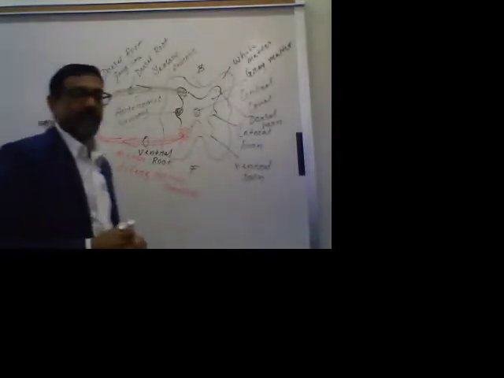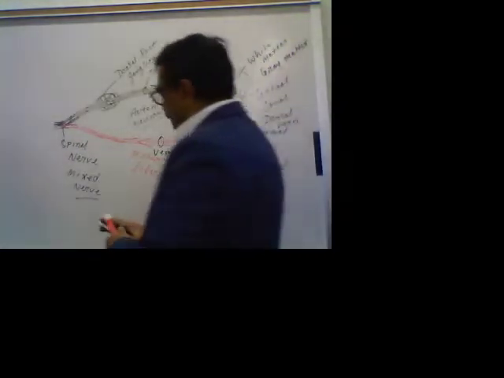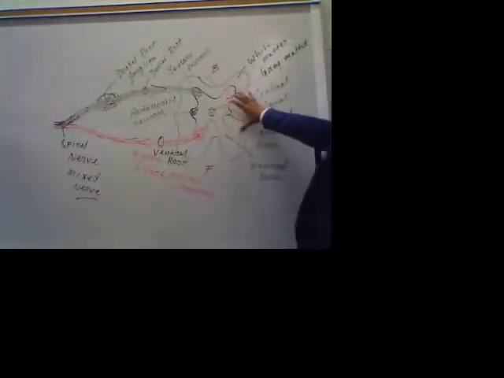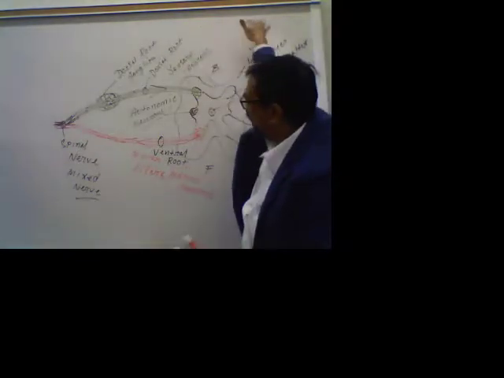Mixed nerve. That means it has both sensory and motor fibers. Same thing happens on this side. The spinal nerve is formed. 31 pairs we have. In each segment, we have one pair.